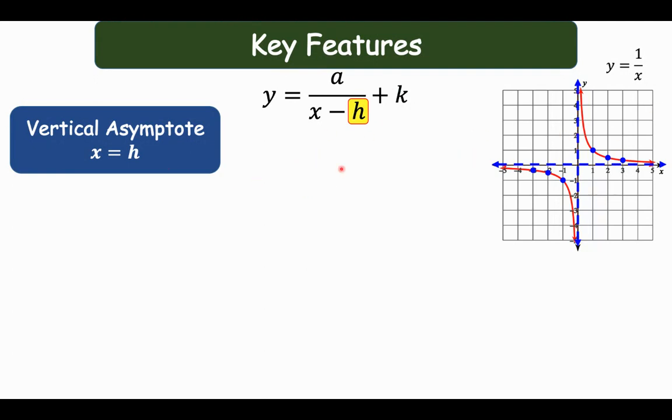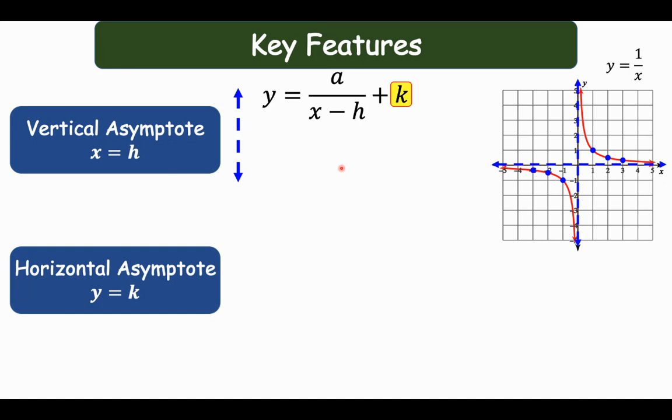Similarly, with the k value, if the h value gives you your vertical asymptote, the k value gives you your horizontal one. So that is your side to side one. So whatever your k value is, if your k is a 2, you're going to come up to 2 and put a horizontal asymptote going side to side. All right.